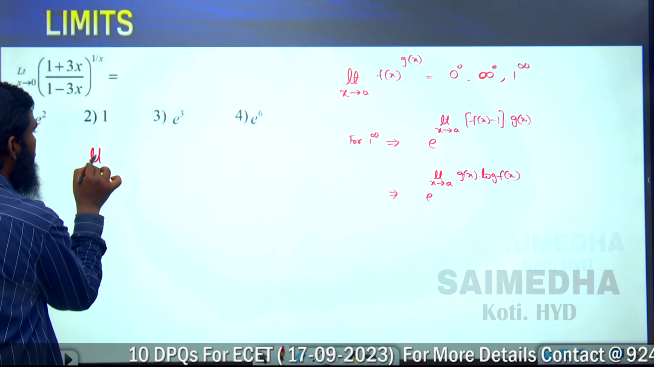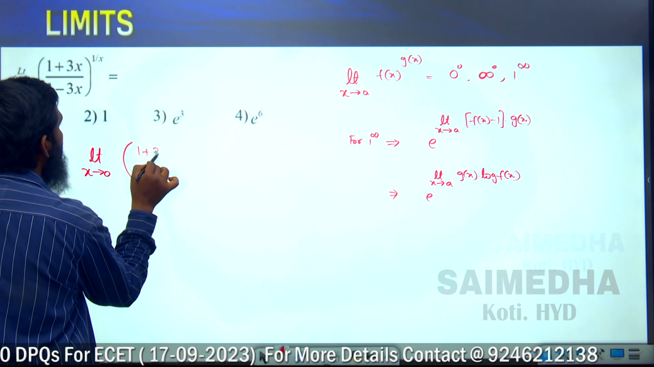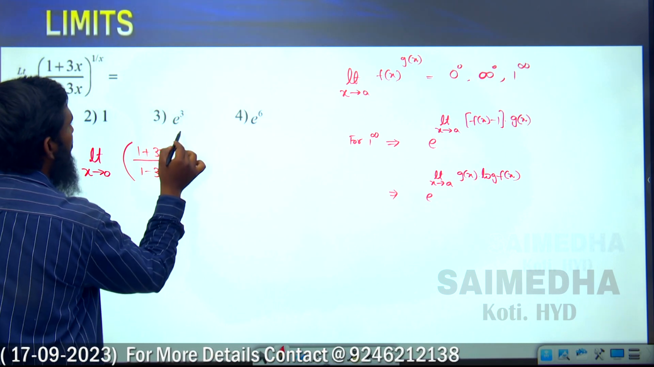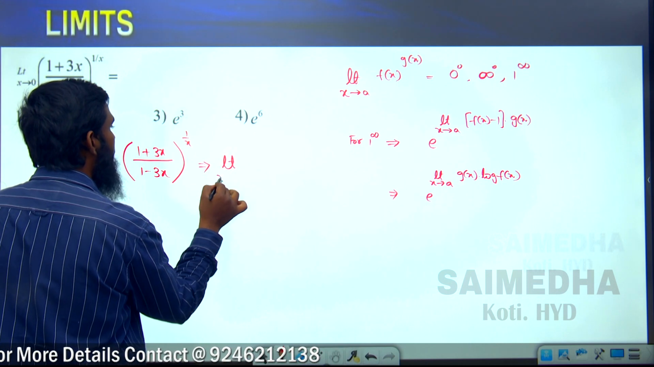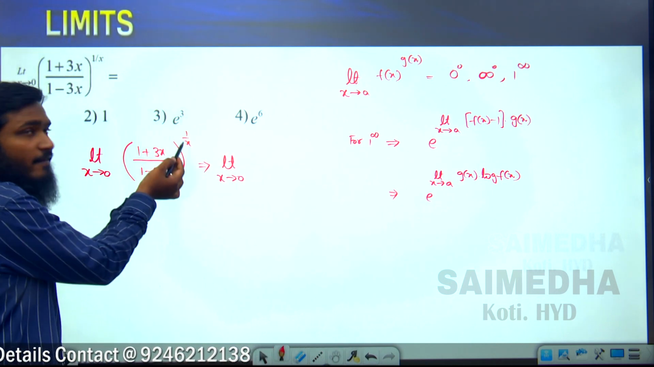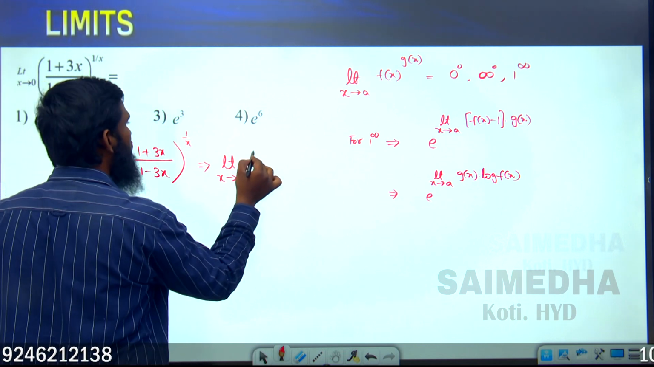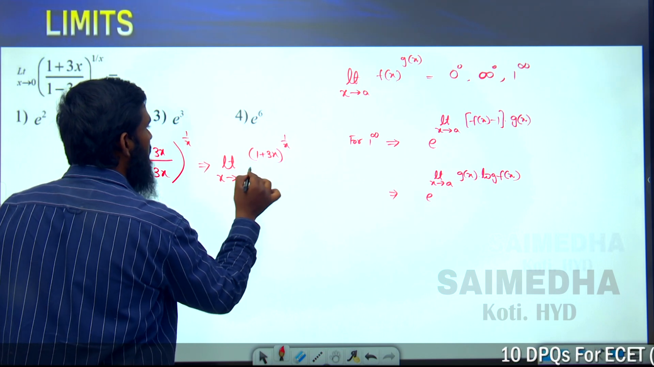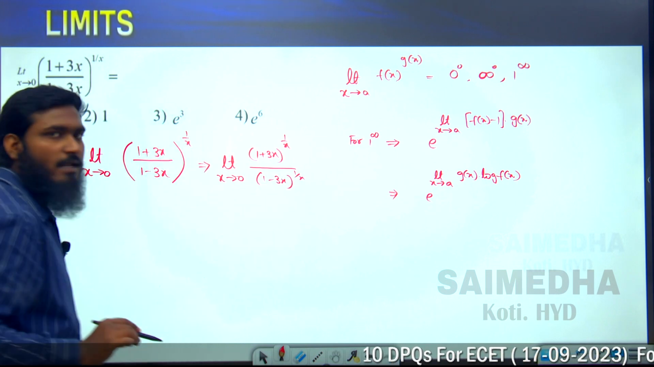First we take limit x tends to 0, (1 plus 3x divided by 1 minus 3x) whole power 1 by x. Listen carefully now: limit x tends to 0 we write as it is, and the power we give separately to the numerator and denominator. So we take it as (1 plus 3x) whole power 1 by x divided by (1 minus 3x) whole power 1 by x.